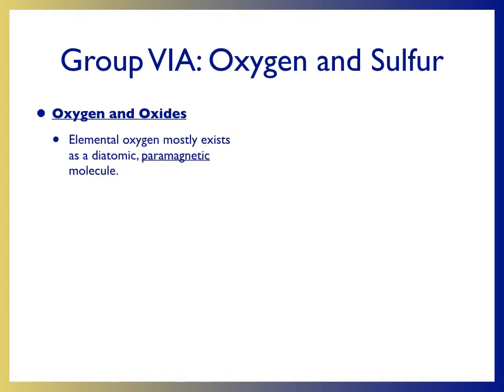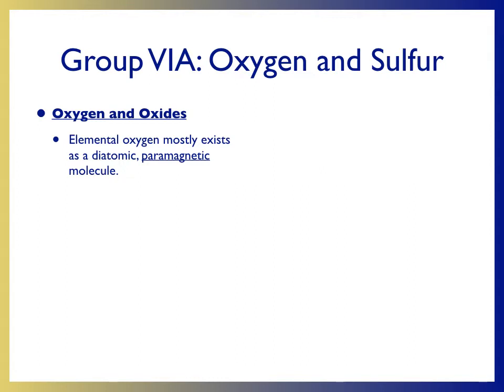Oxygen exists in nature mainly as dioxygen molecules. In an oxygen molecule, there's a double bond between the two oxygen atoms. Again, this is due to the small atomic radius of oxygen, which allows the atoms to get close enough together to form the pi bonds that are needed to form a double bond.